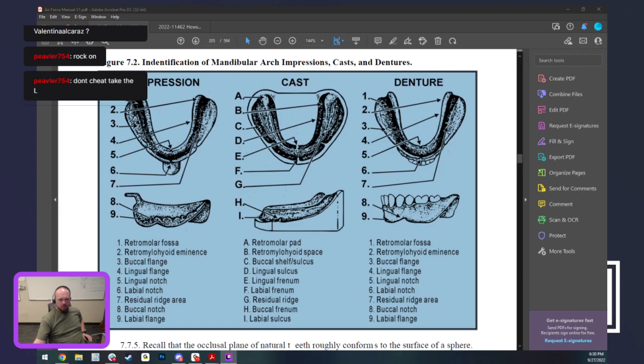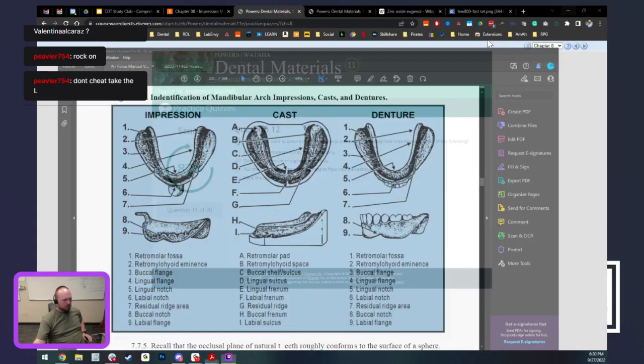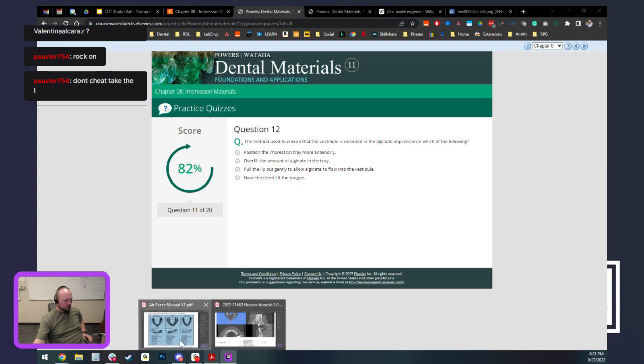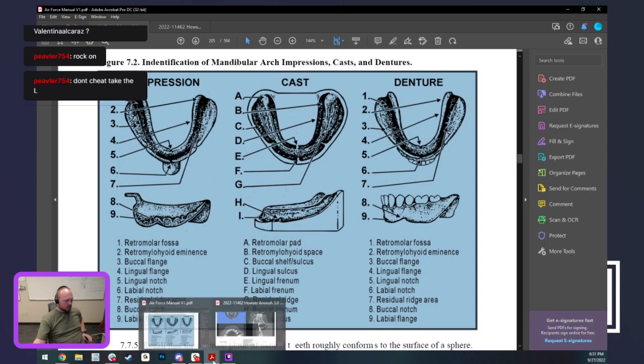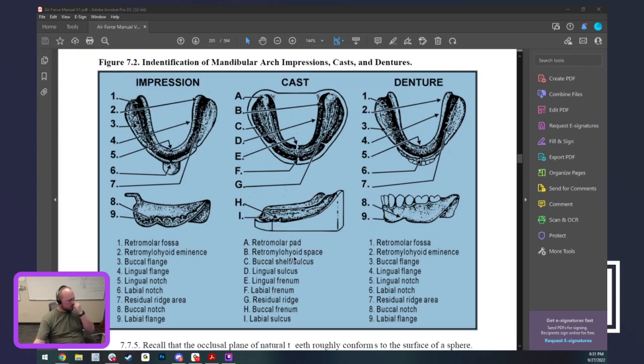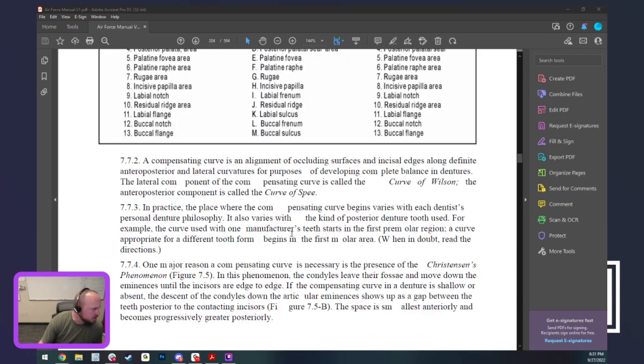Boom. All right, so this is our impression, and this has it labeled. We were looking at the method used to ensure that the vestibule is recorded in the alginate impression. So let's make sure we're all talking the same terminology: vestibule, vestibular ridge, mandibular arch impressions. Is there a maxillary arch impression?